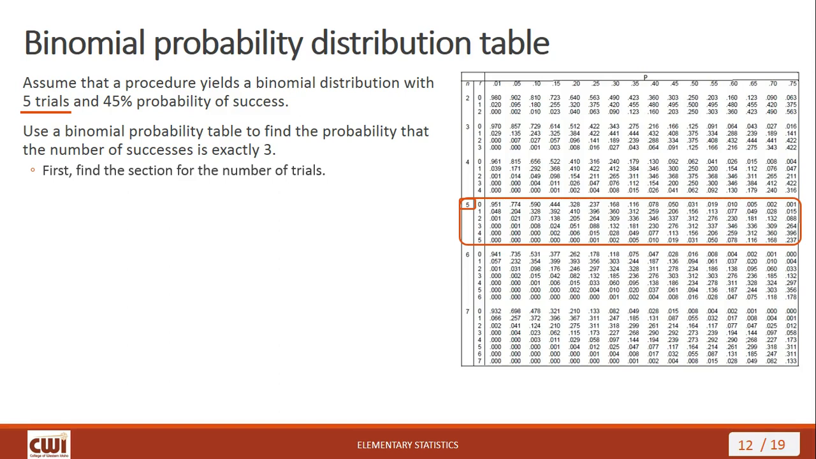Now what we need to do is find the row of interest and the column of interest. So first let's look for the row of interest. The way we do that is by finding the row for the number of successes in our particular problem. So how many successes are we asked to find the probability for?